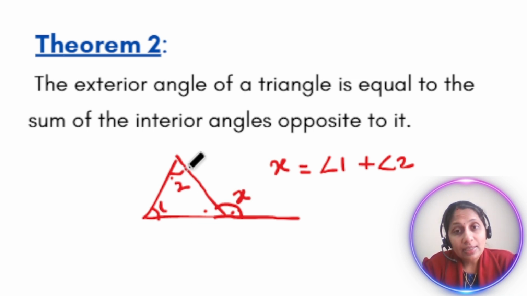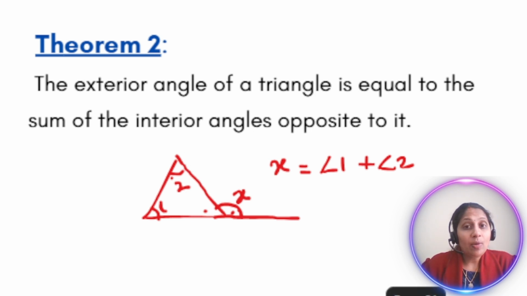Wherever you don't get a linear pair, you can use this exterior angle sum property of a triangle to find any angle. Okay, these are the two important theorems that you should know when coming to triangles. Clear? Okay, so next let's go to the properties of triangles.